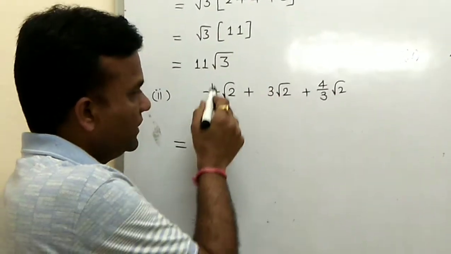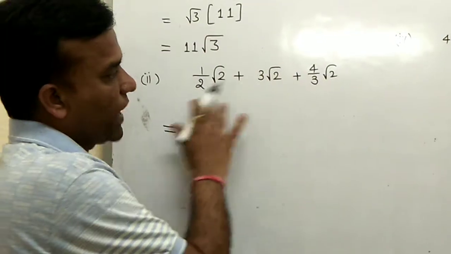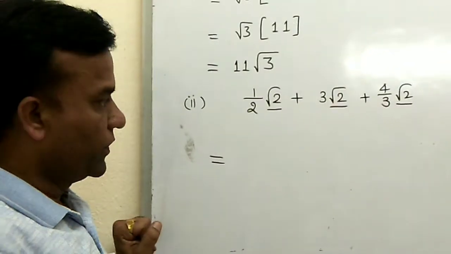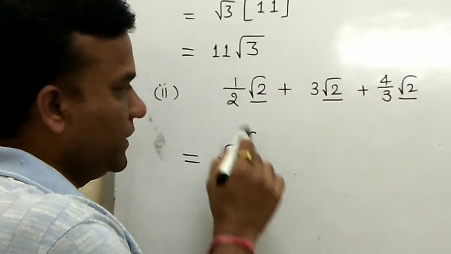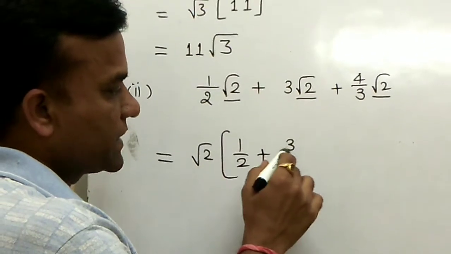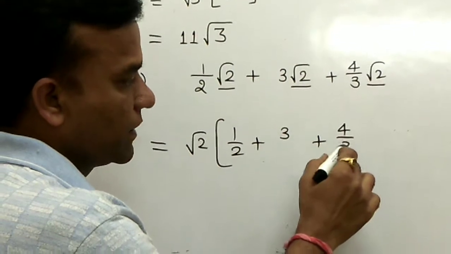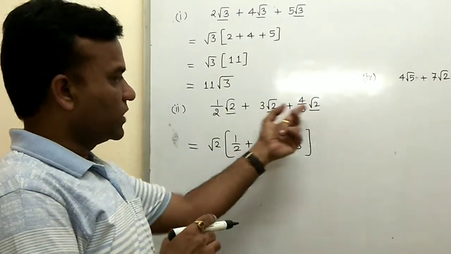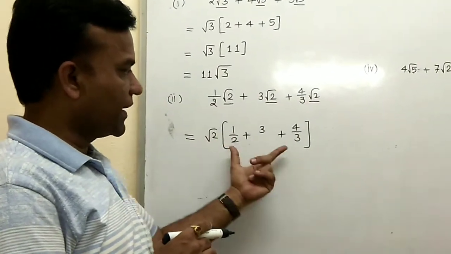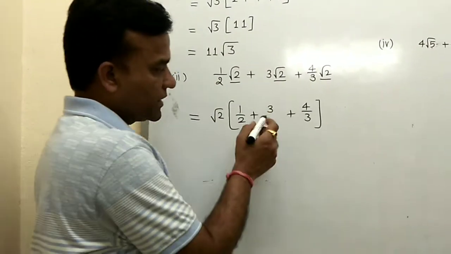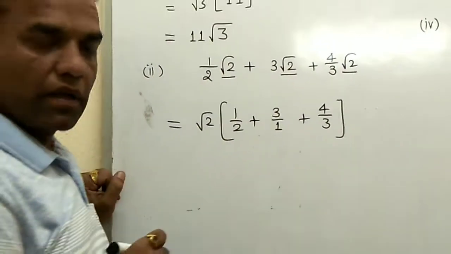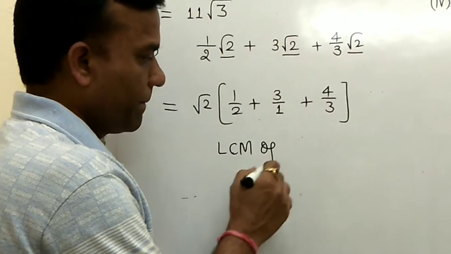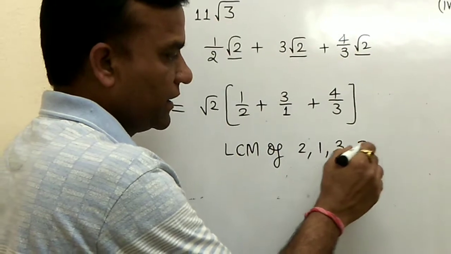Now here the outside values are not all integers, some fractions are also given, but the square root terms are again the same: root 2, root 2, root 2. So you put root 2 outside, and the inside value is 1 by 2 plus 3 plus 4 by 3. Again we use the concept of bracket. We keep root 2 outside and put the rest of the values inside the bracket. One term is an integer, so we convert it to a rational number, putting 1 upon 1. Then taking the LCM of 2, 1 and 3, which is 6.